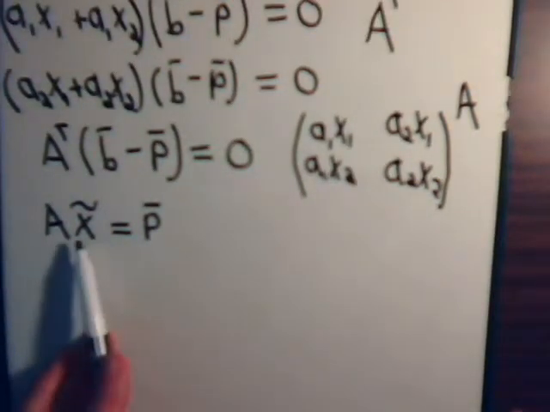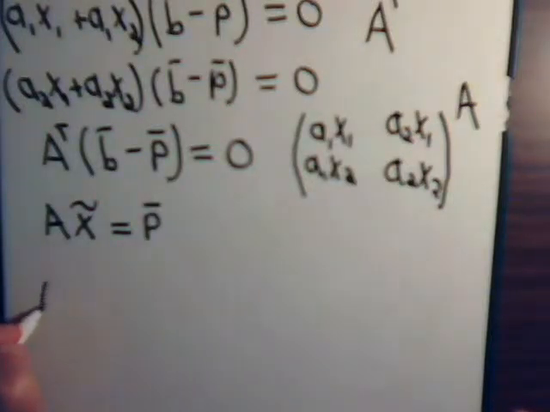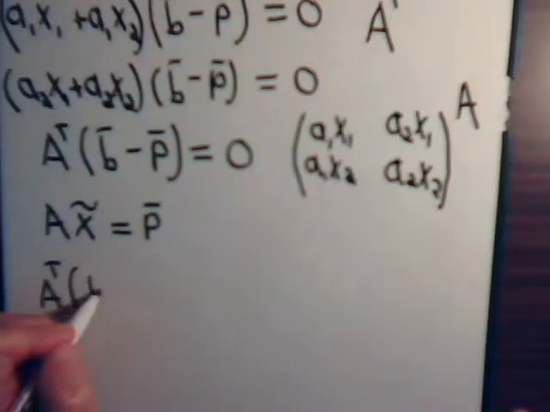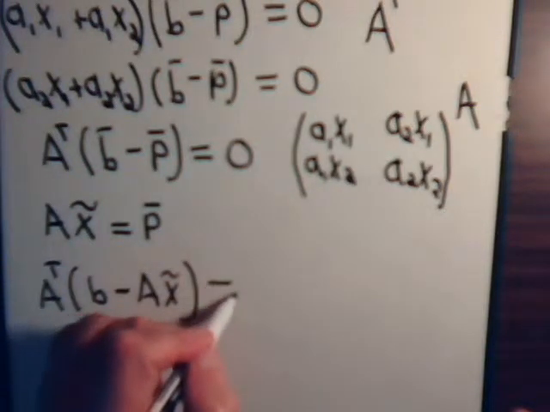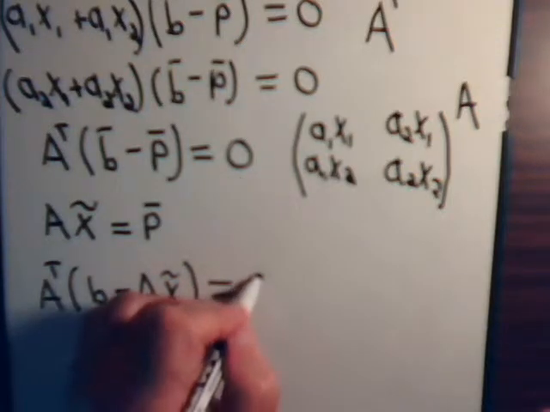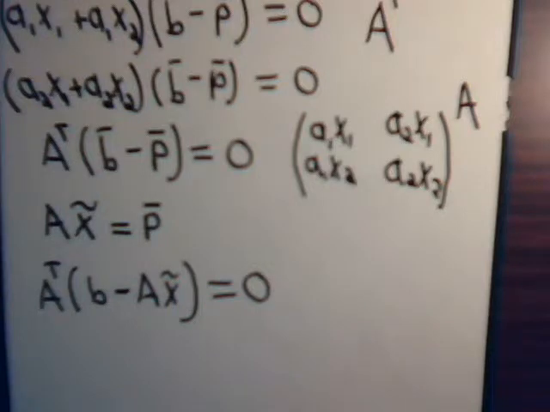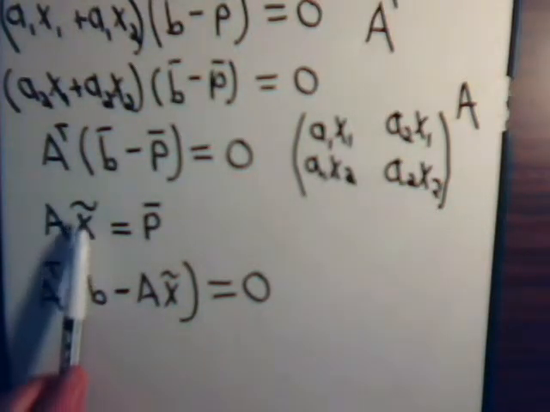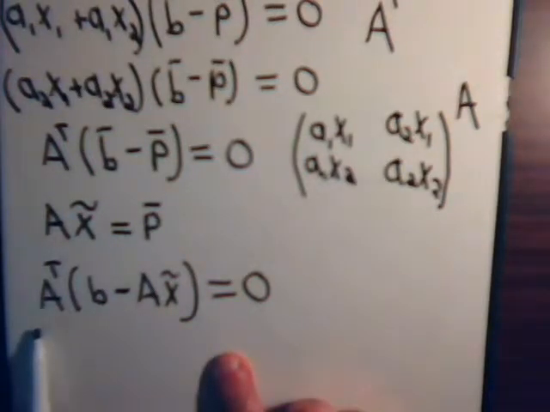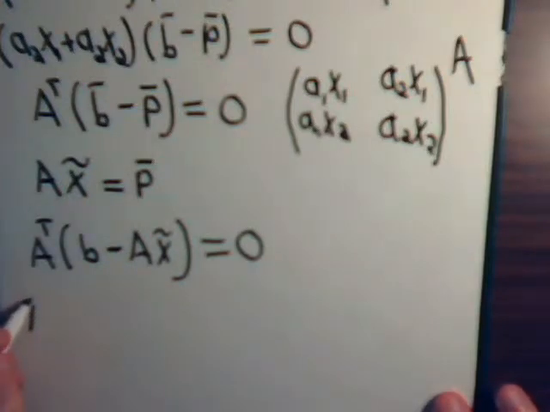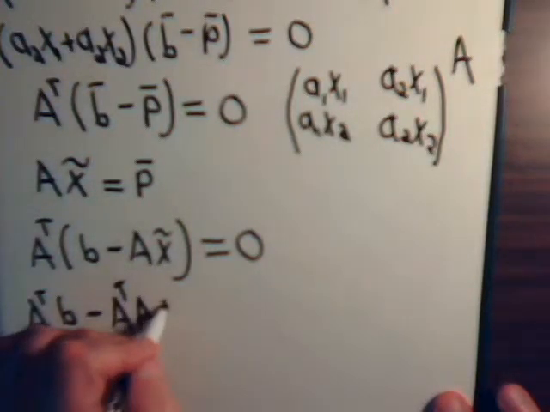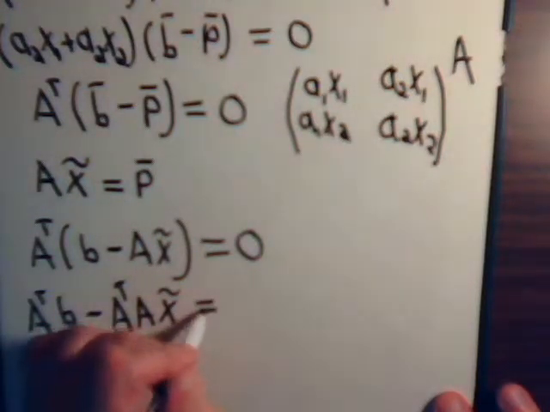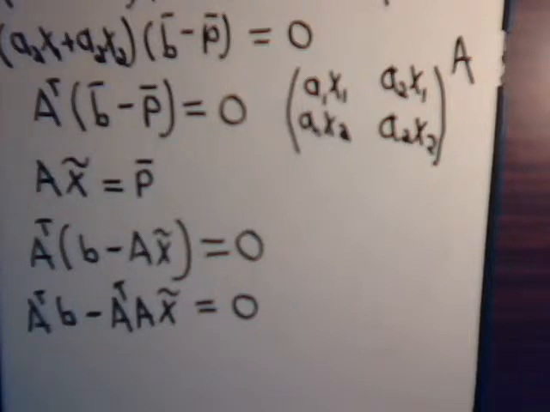Now, let's substitute this for this. We have A transpose times (B minus A x tilde) equals 0. What we want to do is find out what this special vector X is. Now let's look at here, just multiply across. We have A transpose B minus A transpose A times that special vector X equals 0.